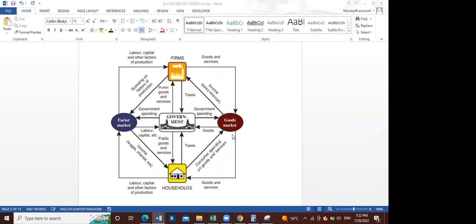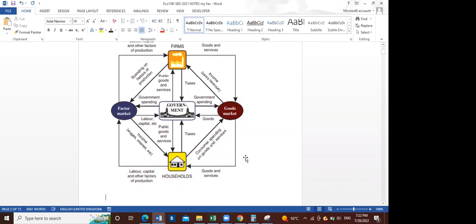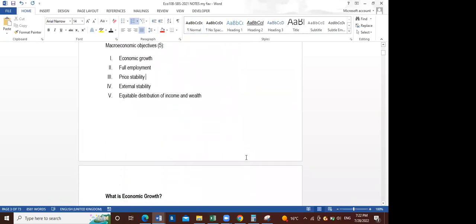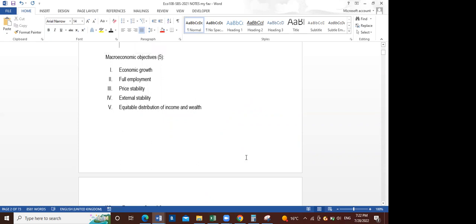Now we'll be having an expansion where we'll be having the foreign sector that deals with imports and exports. We're going to be talking about it later on, etc. So you'd see that most of the topics that you're going to be deriving are coming from this circular flow of income and spending.